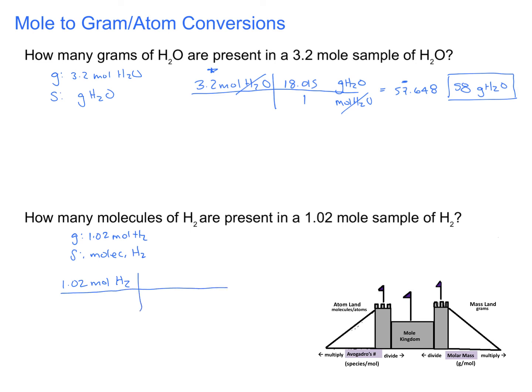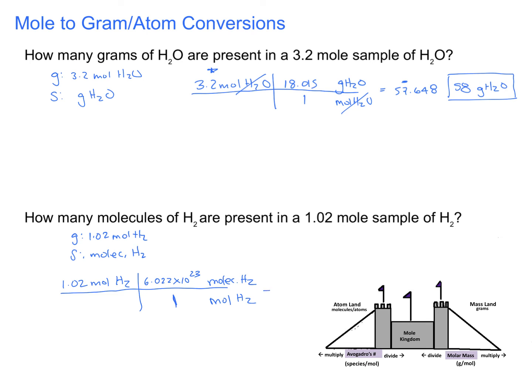So we have 1.02 moles of H2. We want to be in molecules of H2, so that goes on the top. And we're already in moles of H2, so that goes on the bottom. And we're going to utilize Avogadro's number, which is a value that we've memorized. So 6.022 times 10 to the 23rd is Avogadro's value, per 1 mole.